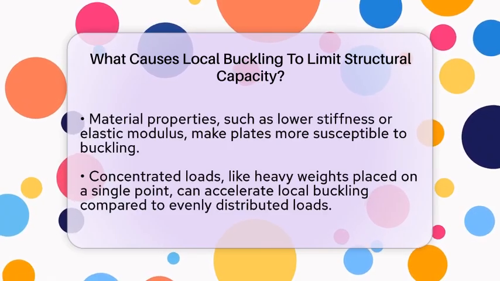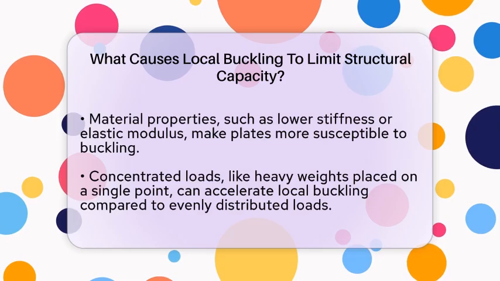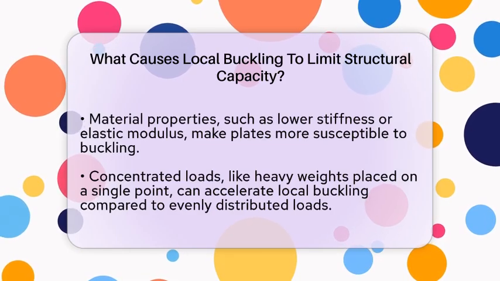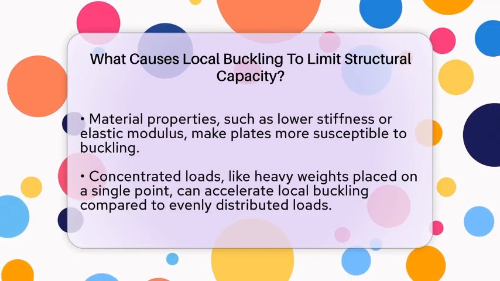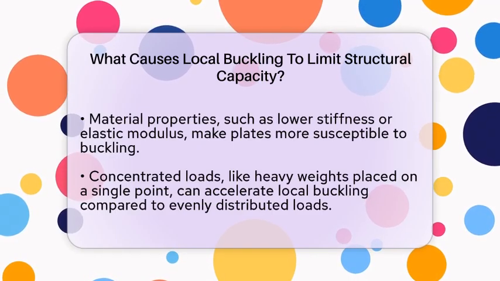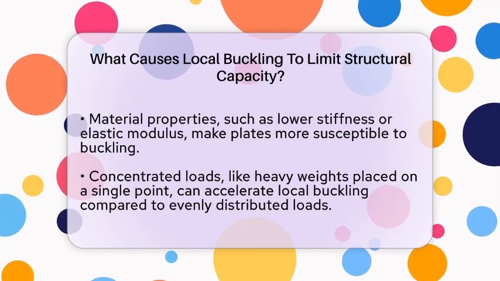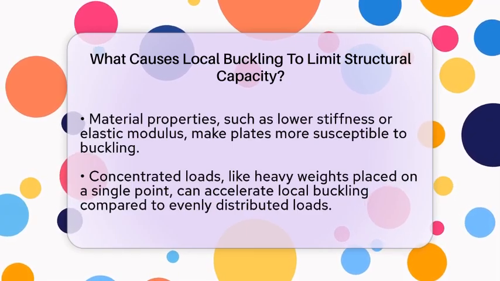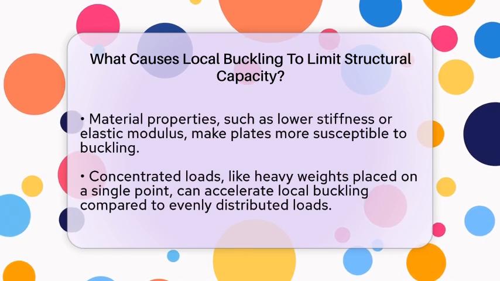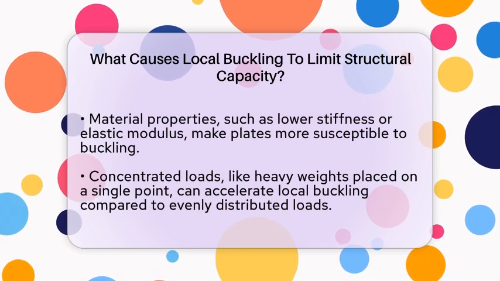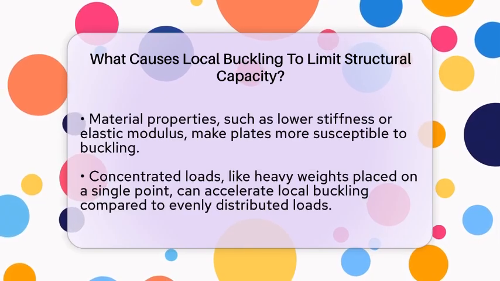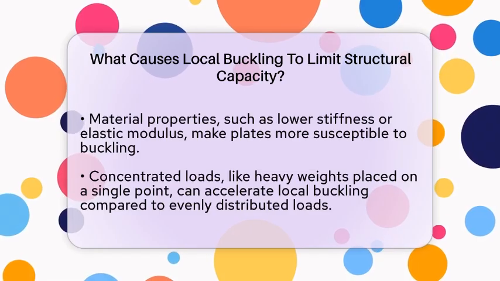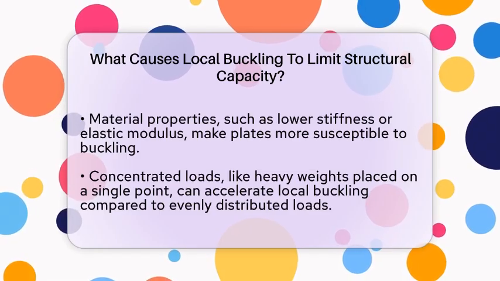Material properties are important as well. Materials with lower stiffness or elastic modulus tend to buckle more easily. If the plates have a high width-to-thickness ratio or are made from less stiff materials, they will reach their buckling point sooner. The type and distribution of load also influence buckling. Concentrated loads, like a heavy weight placed on one spot, can cause local buckling faster than evenly distributed loads. How the load is applied affects which part of the cross-section fails first.